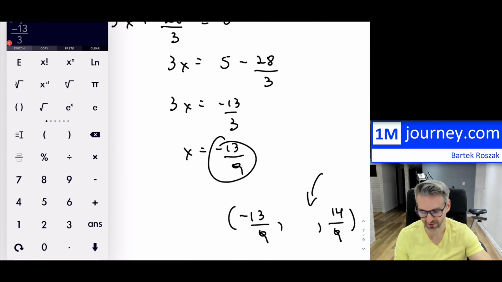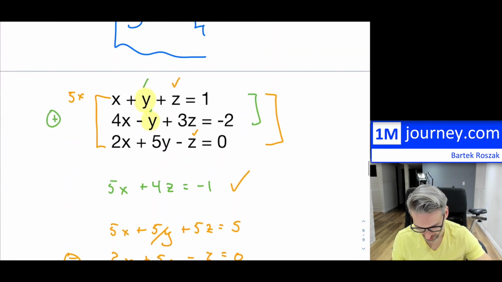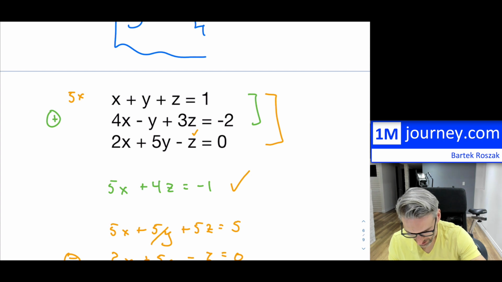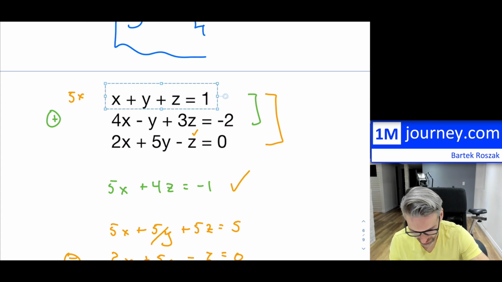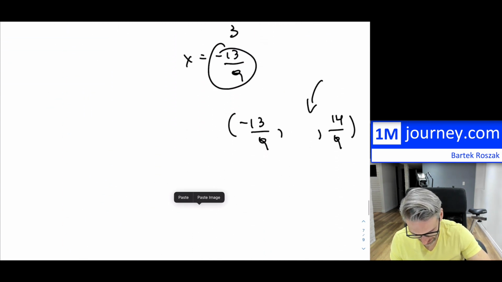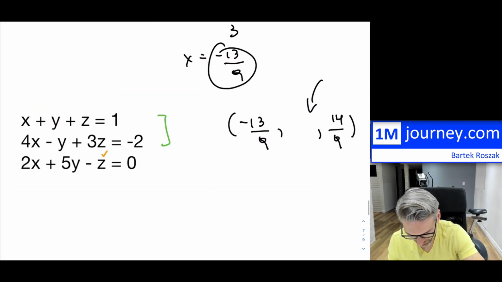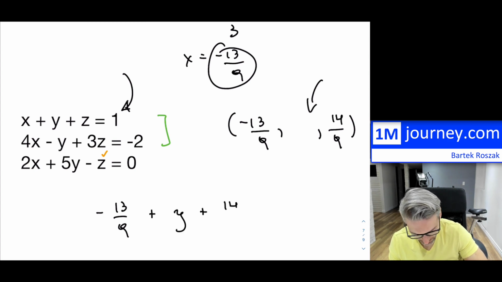Now I need to find a y value. And for my y value, well, you guessed it, you have to go back to the original. Okay, I'm going to clean this up. I can choose this one. It's the easiest one there. I don't want to deal with anything bigger than I already have with these fractions. So let's substitute it in. I'm going to substitute into that first equation: negative 13 over 9 plus y plus 14 over 9 is equal to 1.